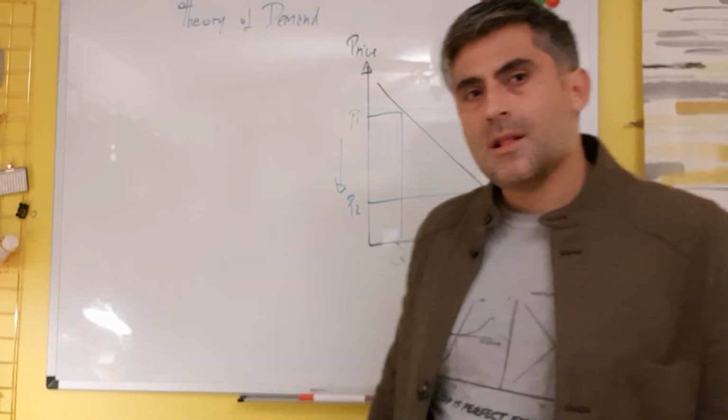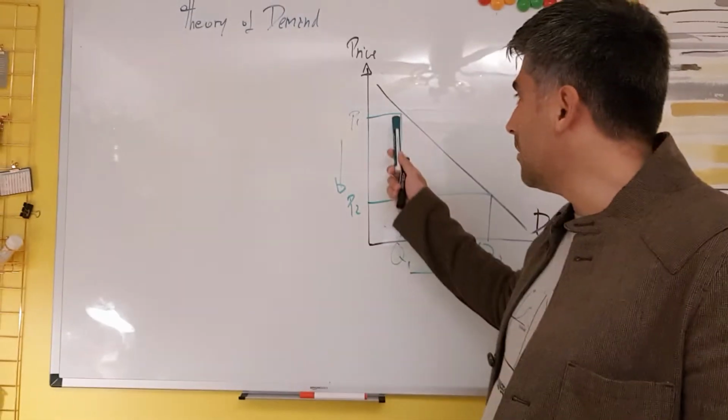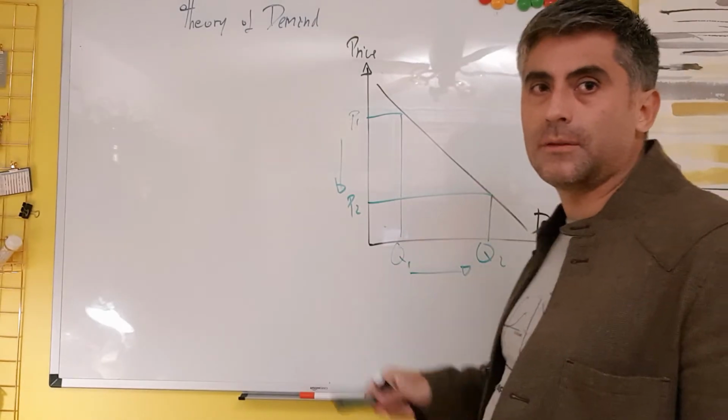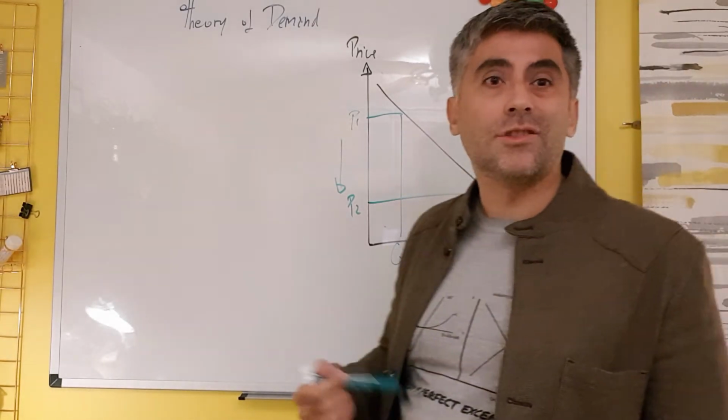That's demand. Next, we need to understand the difference between a movement along the demand curve and a movement of the actual demand curve. So a movement along the demand curve is also called an adjustment.